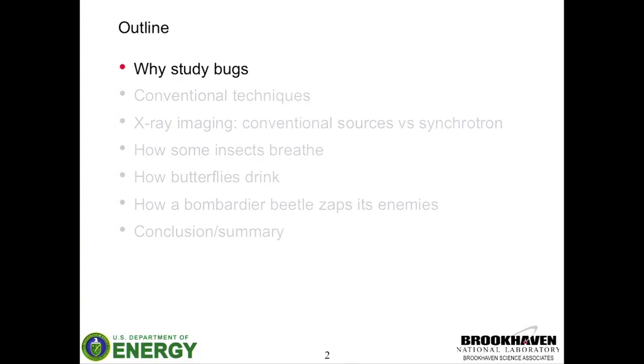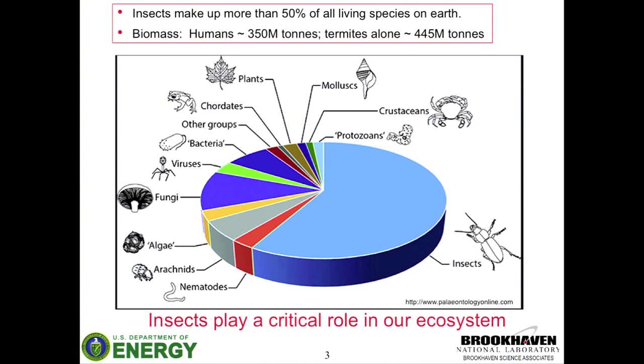So the first thing is, why study insects, right? Why study bugs? Well, bugs make up more than 50% of all the species on Earth. And it should be pretty obvious to everyone that they play a critical role in our ecosystem, right? And so here is a pie chart of all the species, and us humans are in this little chordate, in this little sliver, okay?